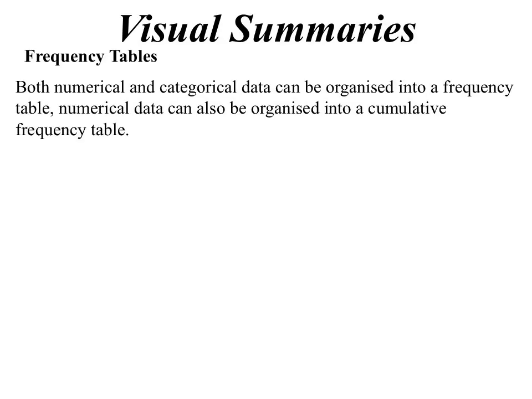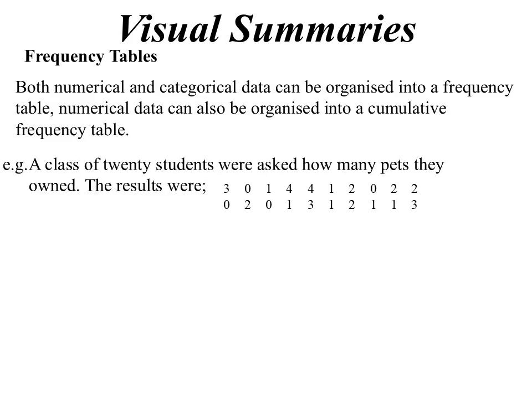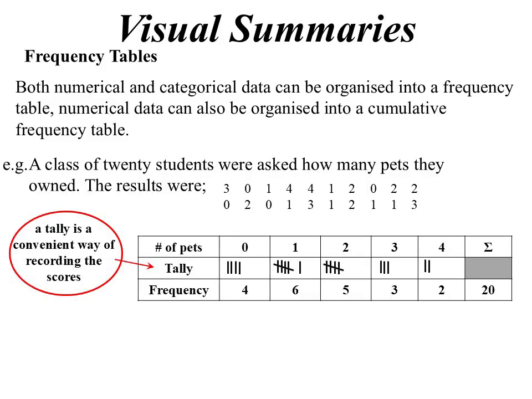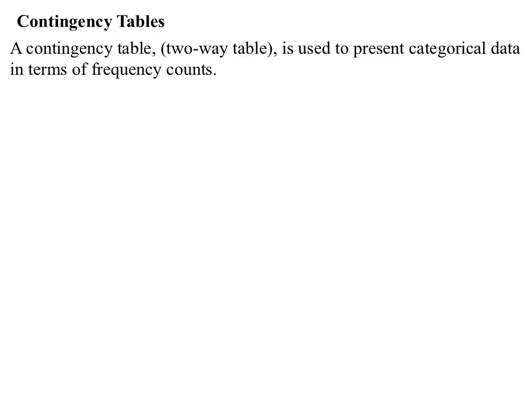Our visual summaries, the frequency tables. It doesn't matter whether it's numerical or categorical, we can create a frequency table. Let's have a look at this one. 20 students were asked how many pets they have. There's the result. We use tallies, and then we turn that into numbers and we get our frequency.